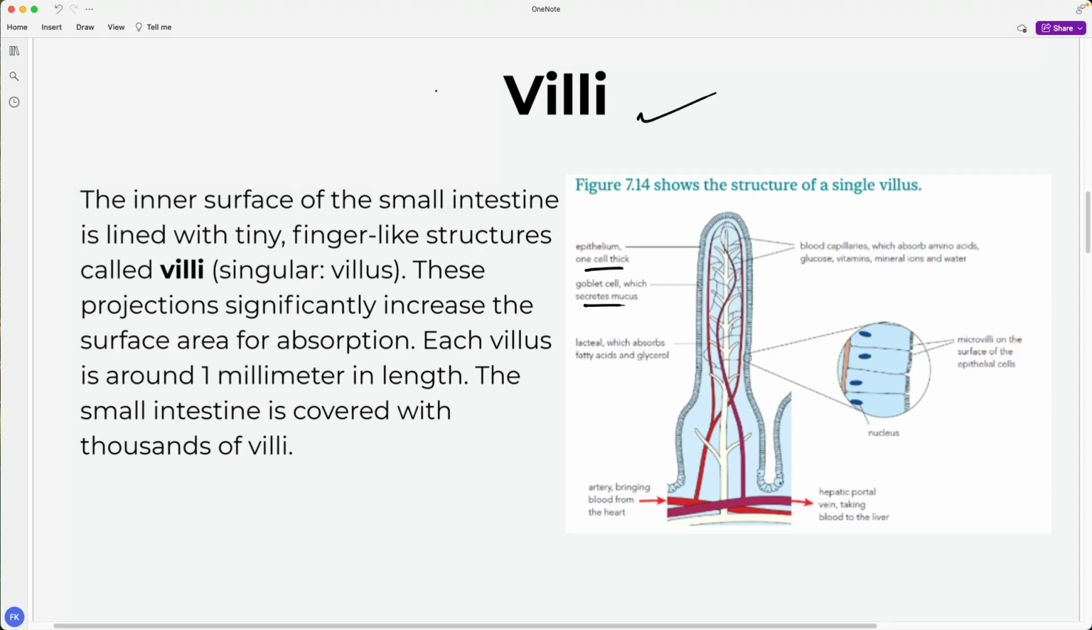So let's look at this. If you look at the structure of the small intestine, you will see a small tiny finger-like structure known as villi. These projections significantly increase the surface area for absorption. Each villus is around 1 millimeter in length. The small intestine is covered with thousands of these villi.